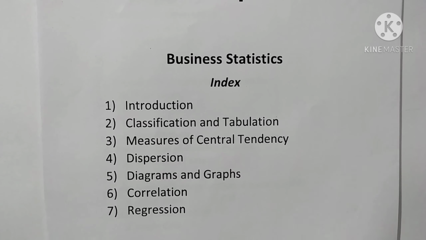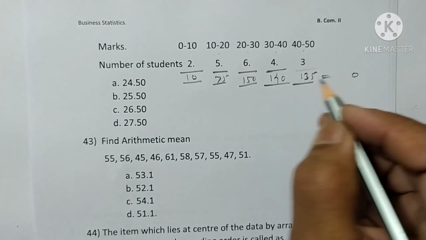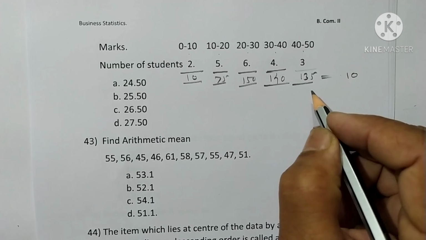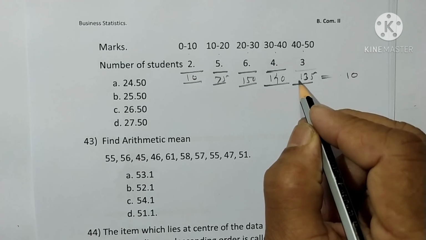Again we have to add them to get the totals. Just we make the totals. We find it is 10. Again we have to make the total of the number of students. Just we divide it. This is the answer. Now see, option B is correct.